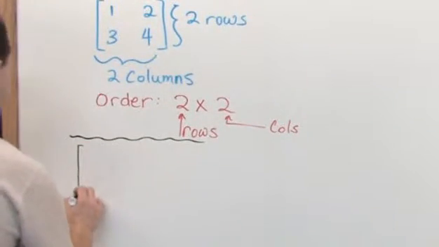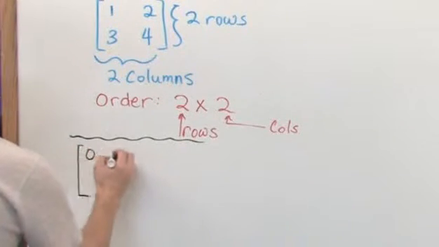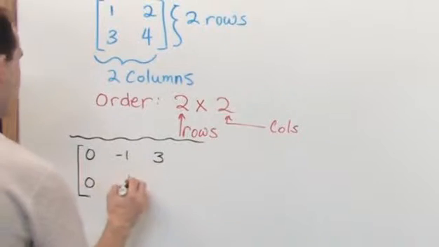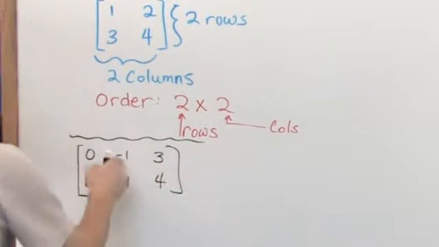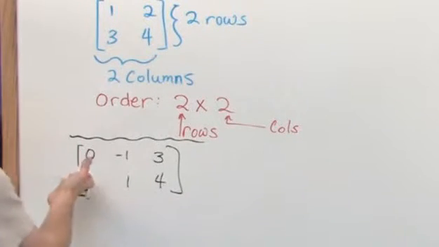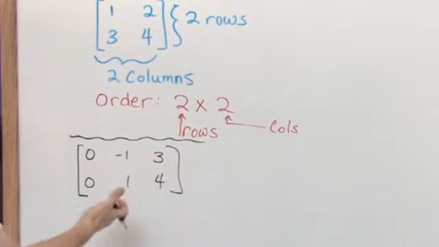Let's say we have a matrix that looks like this. 0, -1, 3, 0, 1, and 4. Notice I do have a negative number in here. Notice I do have some zeros in here. So I said the matrix is usually going to be full of numbers. These numbers can be negative, positive. They can be decimals.